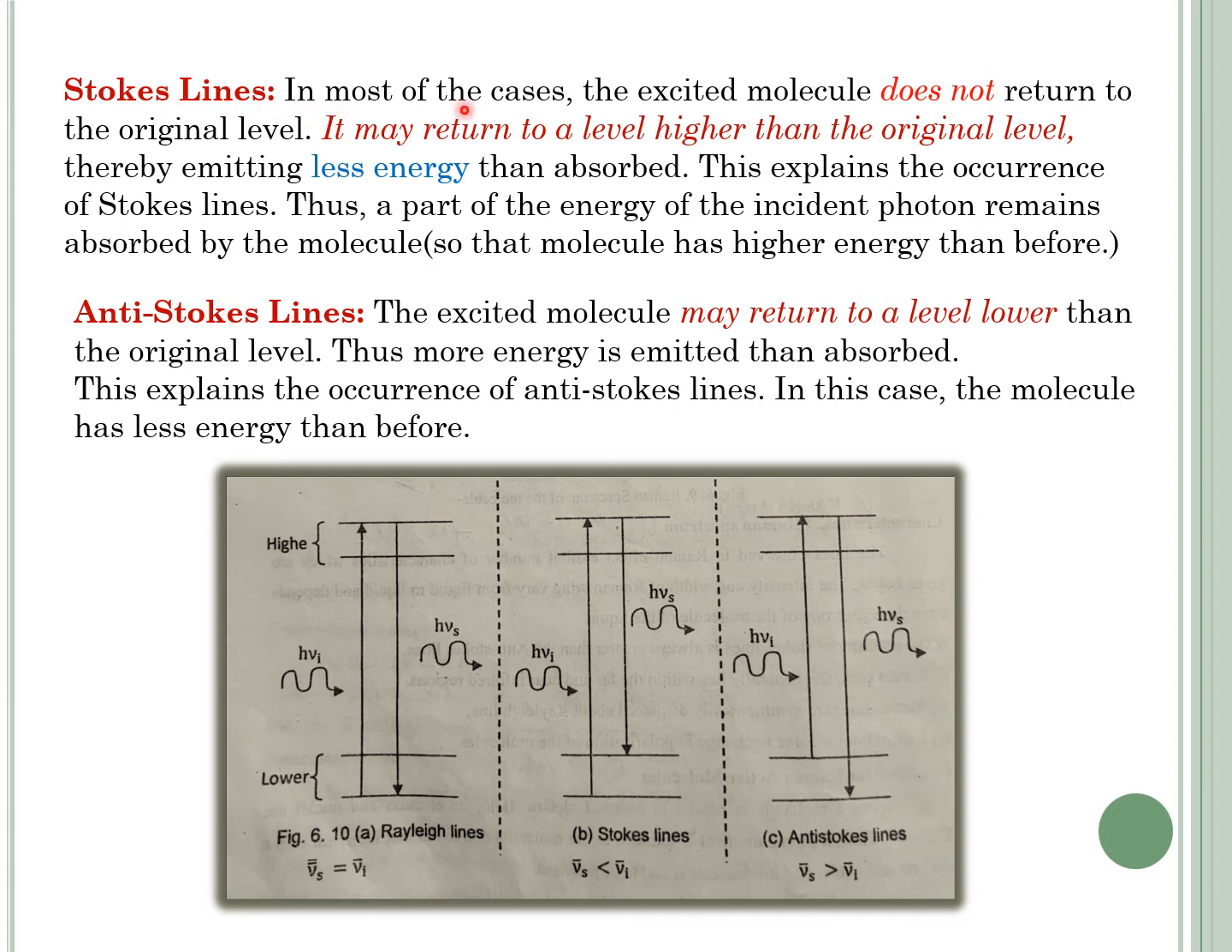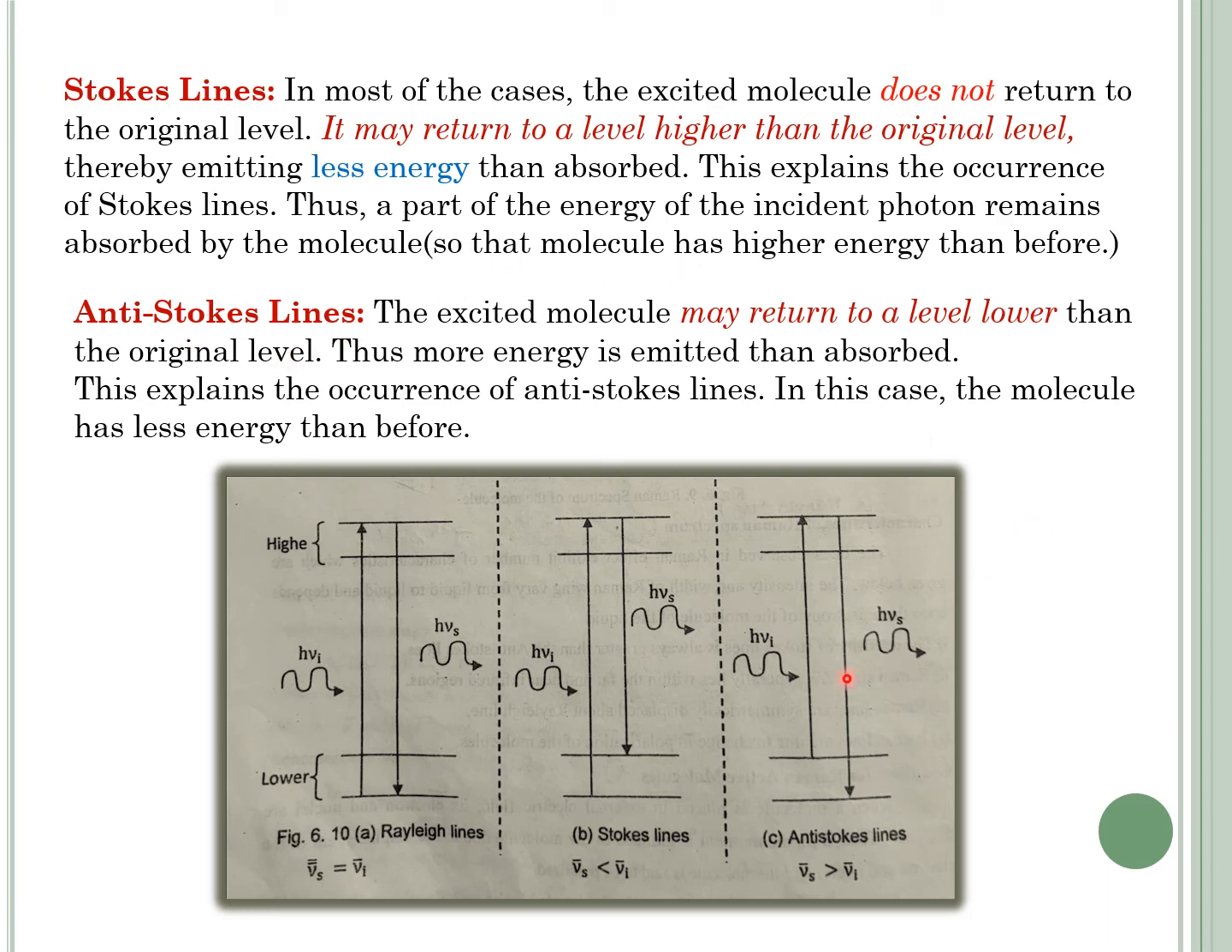So in the Stokes line, in most of the cases, the excited molecule does not return to the original level. It may return to a level higher than the original level. So suppose this is the original level, the molecule is returning to an energy level higher than the original level. Thereby it emits less energy than absorbed. This explains the occurrence of the Stokes line. That means a part of the energy of the incident photon which is absorbed by the molecule remains absorbed by the molecule. So the molecule has higher energy than before.